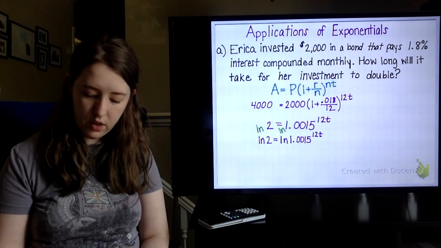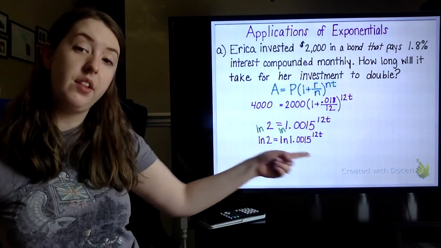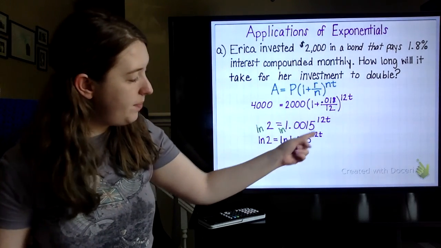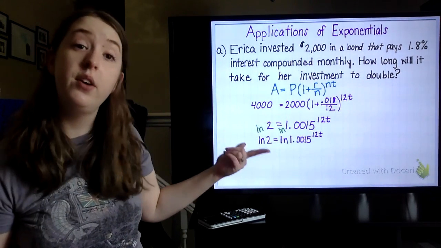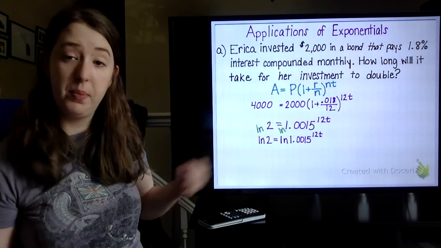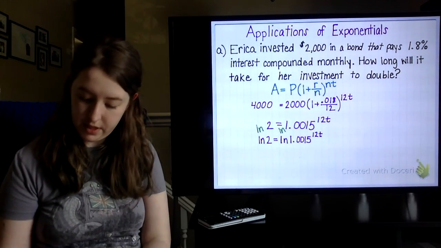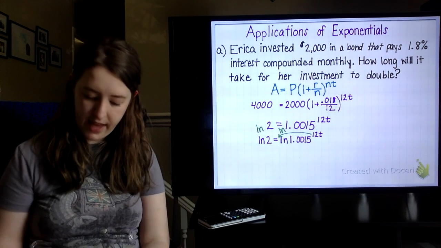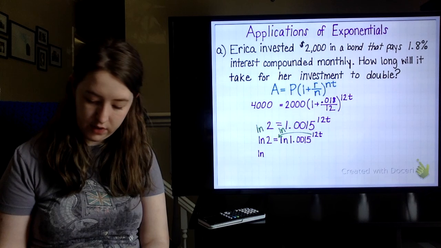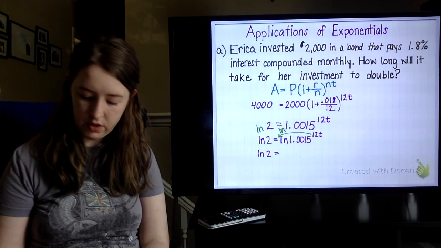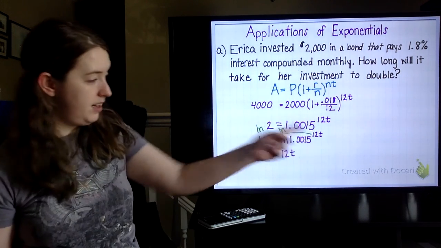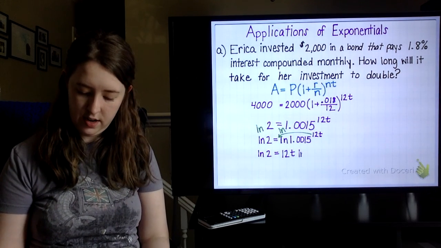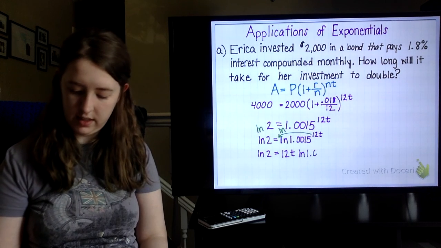Remember, the reason we want to take the log of both sides is because of the property that says my exponent is allowed to come out front and no longer be an exponent. It just gets multiplied out front. So that's what I'm going to do. Now we have the natural log of 2 equals 12t, because my exponent gets to come out front, times the natural log of 1.0015.